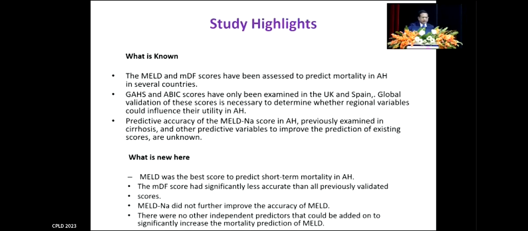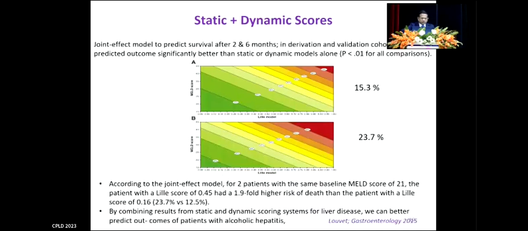The highlights of this study were that the MELD score best predicts short-term mortality in alcoholic hepatitis. The MDF score was significantly less accurate compared to all previously validated scores. MELD sodium did not further improve the accuracy of MELD, and there were no other independent predictors that could be added to significantly increase the mortality prediction of MELD. So these were the highlights, clearly showing that MELD is superior to other scores.